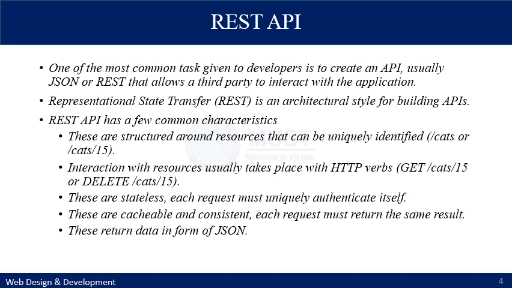So REST has a few common characteristics. These are structured around resources that can be uniquely identified. For example, if you want to identify categories, we say cats. Or if you want to specify a single category, such as the one with ID number 15, we can specify the path cats slash 15. Similarly, interaction with resources usually takes place with the HTTP verbs. For example, if you want to get these, the get verb is used, and if you want to delete it, the delete verb is used.